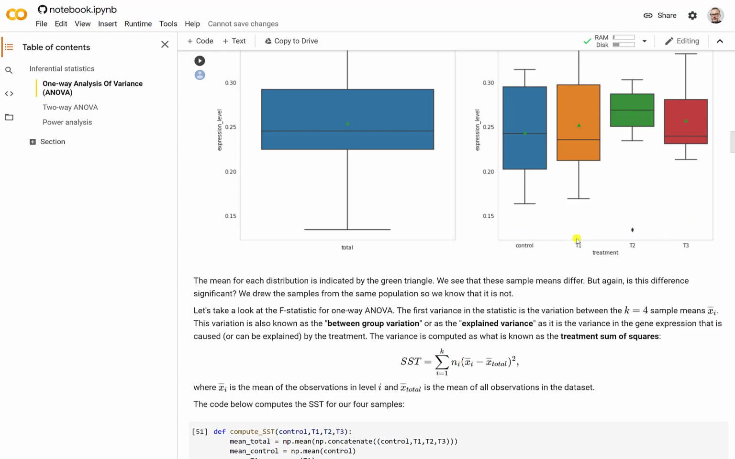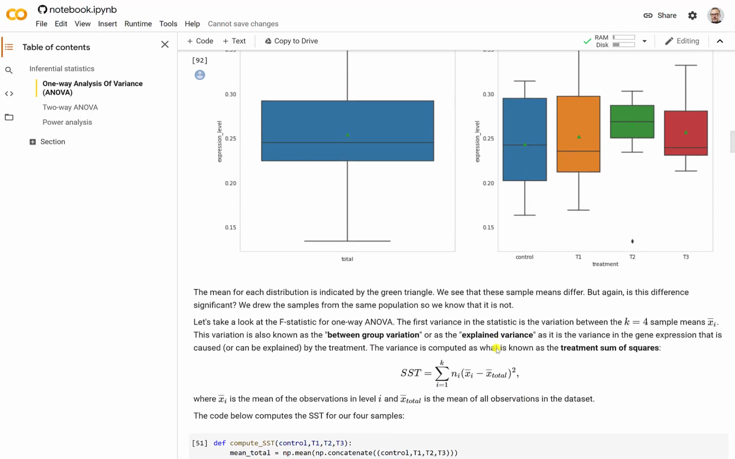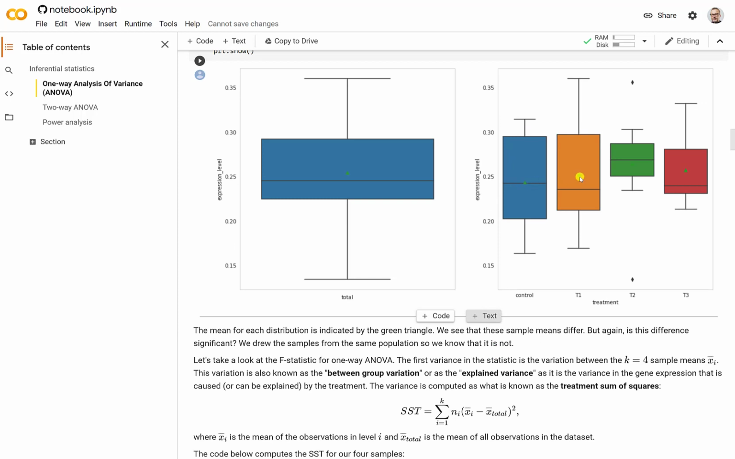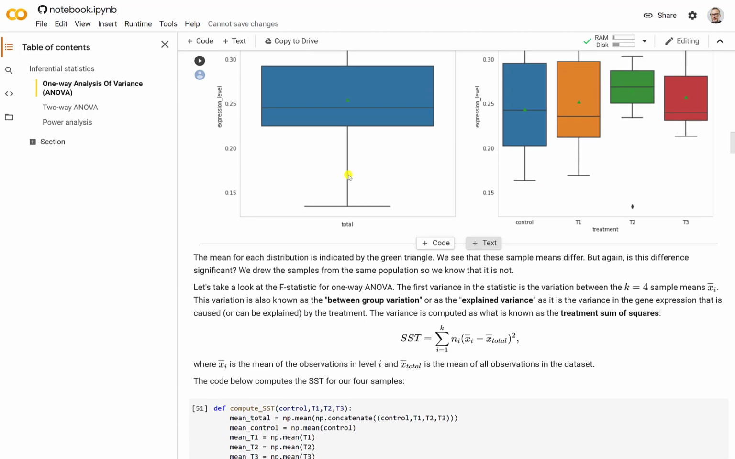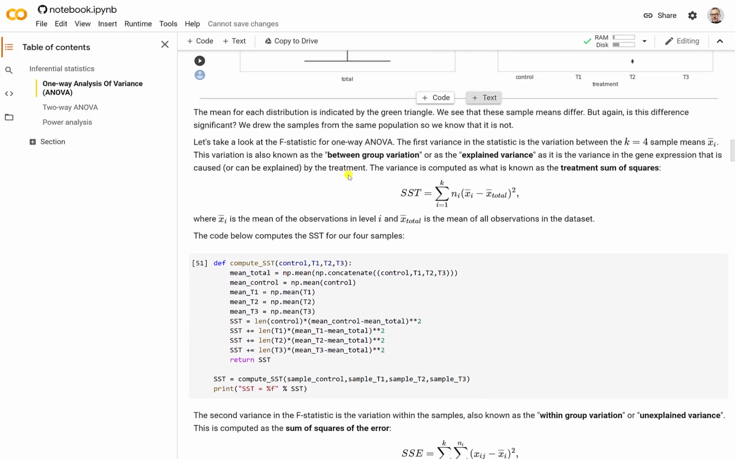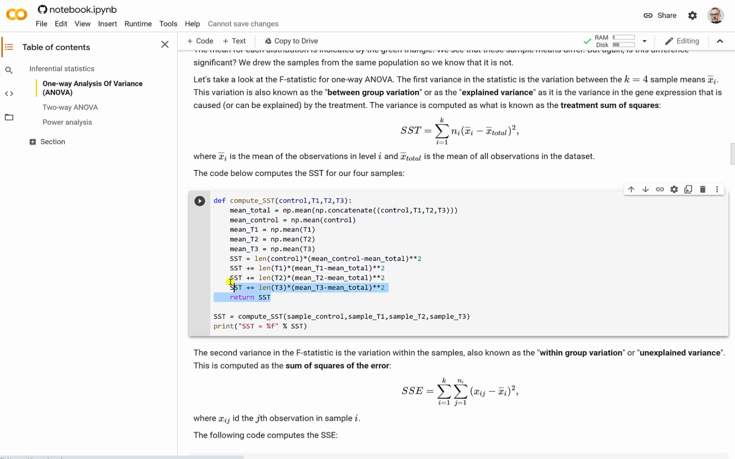Some of these groups might have many more samples, many more observations than other ones. Okay, and so that's what this is computing. So again, this is basically looking at how these means deviate from the total mean if we don't take the factor into account. Okay, so we can compute that. That's what this small function here does. So this is basically an implementation of what we see here.